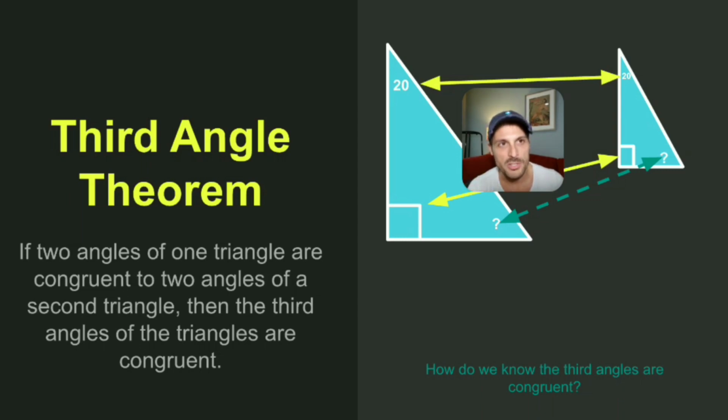Now, this is powerful also because it lets us show similarity. We said that similarity exists when all of the angles are corresponding and congruent. When that's the case, that implies that the sides are in proportion. The reason this third angle theorem is so powerful is because we don't need to show that all three angles are congruent. We only need to show that two of them are congruent, because if two pairs are congruent, then the third pair is necessarily congruent. So for similarity, all we need to show is angle, angle. Angle, angle, angle, angle. So these triangles are similar.